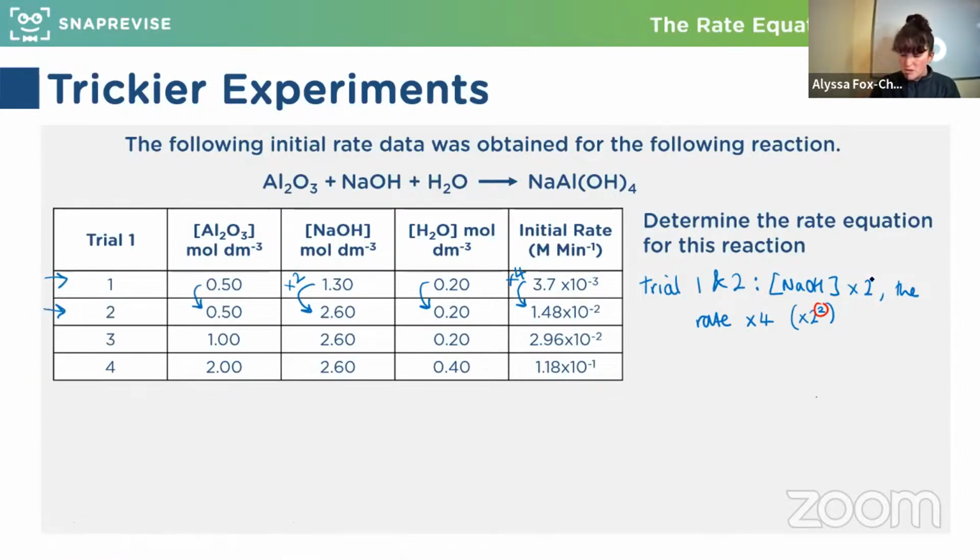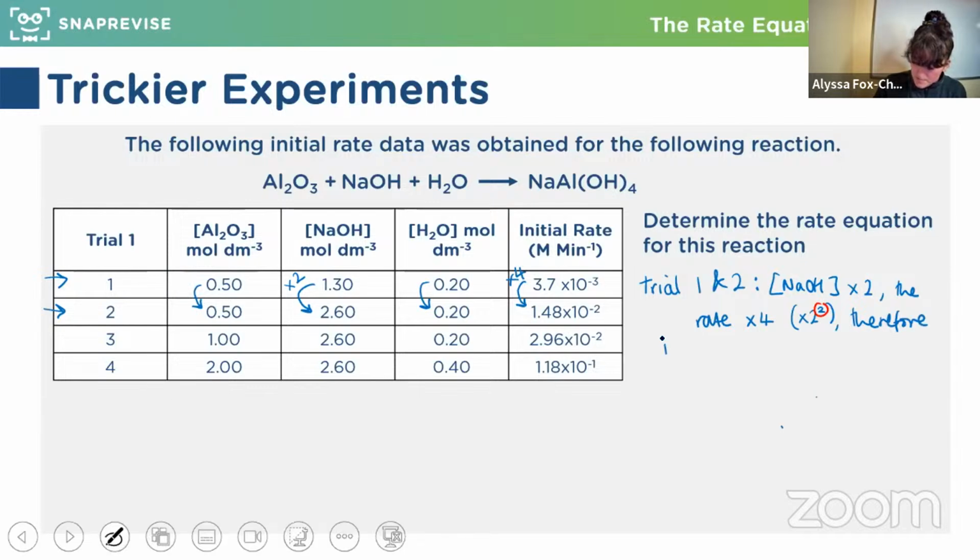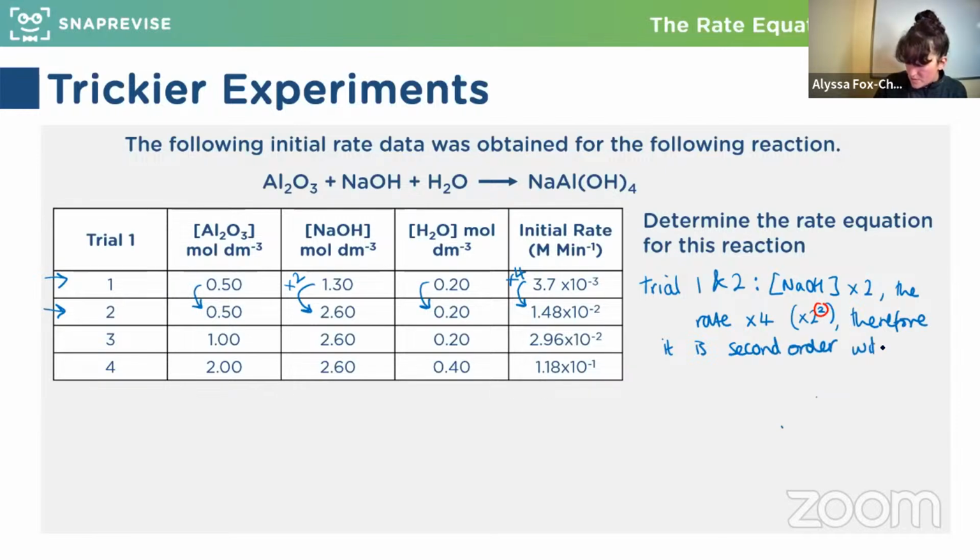So it's not the number 2, it's not the change that we make to the concentration, it's the effect that change has on the rate that's important. So the 2 for the second order comes from the fact that it is a squared relationship. So therefore, it is second order with respect to sodium hydroxide, NaOH.